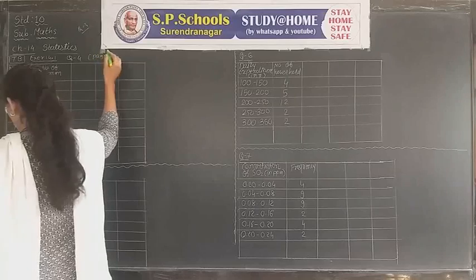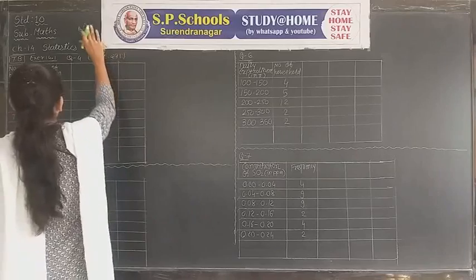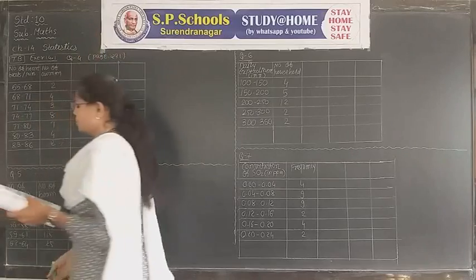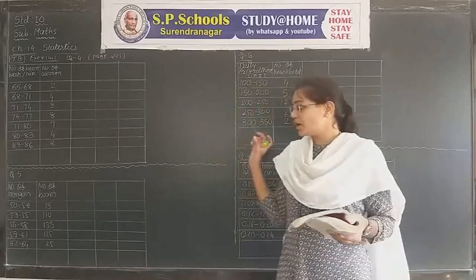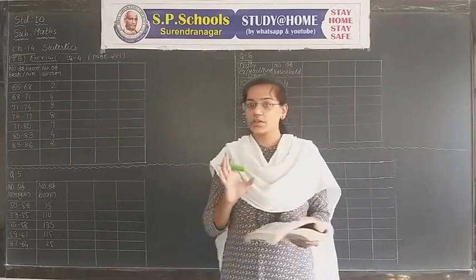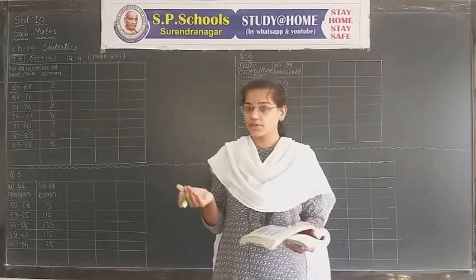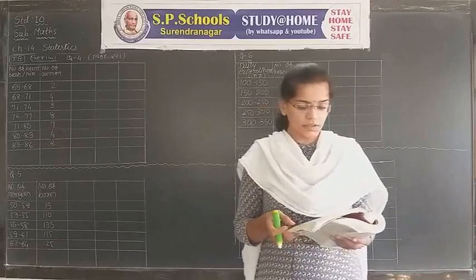page number 271, up to question number 3 is completed. Where is our requirement? As per our requirement, we can use the direct method, step deviation method, or the assumed mean method. See the fourth number.